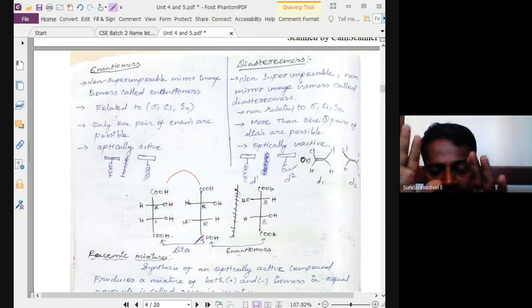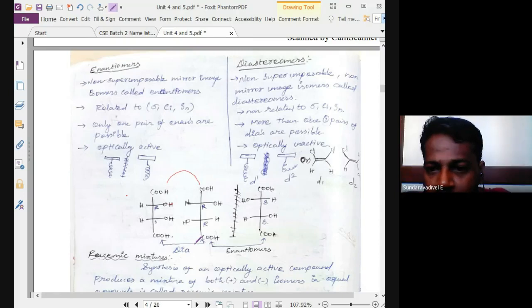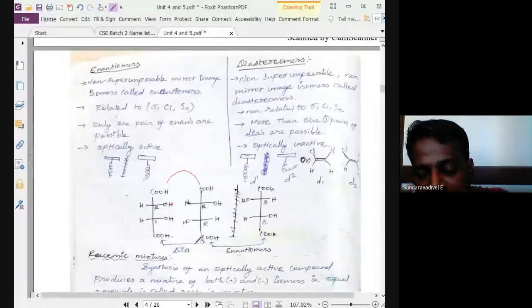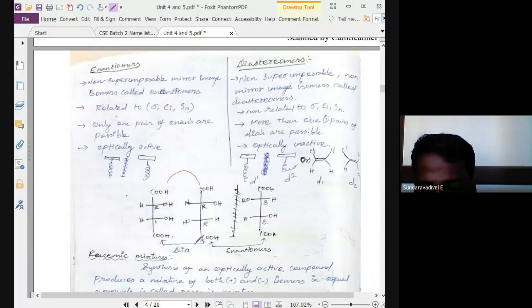Look at it. There is no matching. That means there is no mirror image of the first one, and it is not superimposable either. It is not superimposable, as well as not a mirror image of the first one. Therefore the first and the second examples are diastereomers.